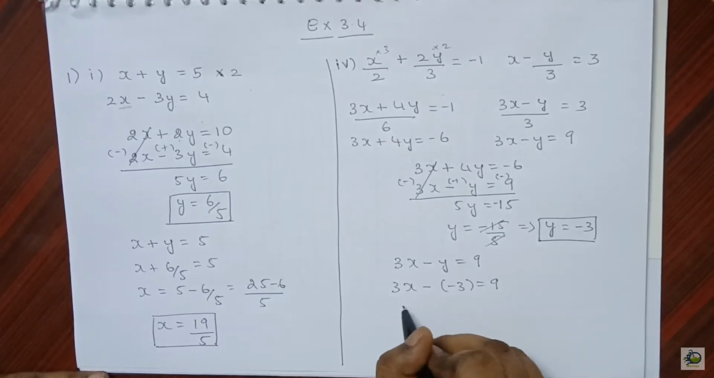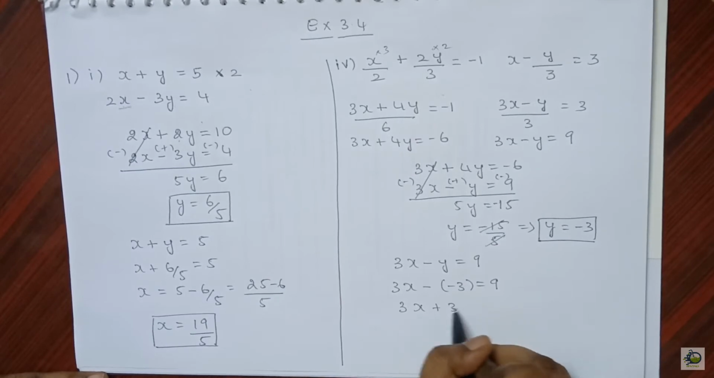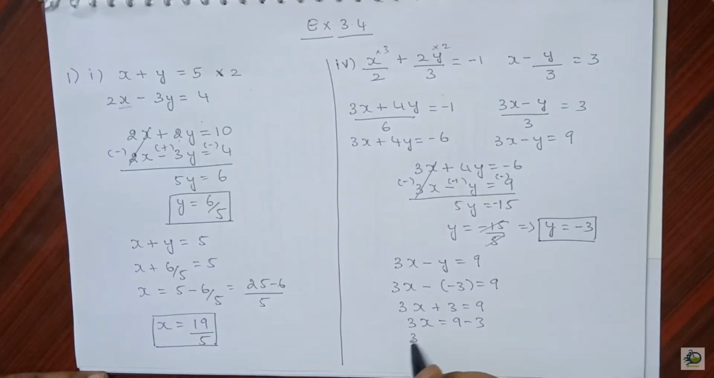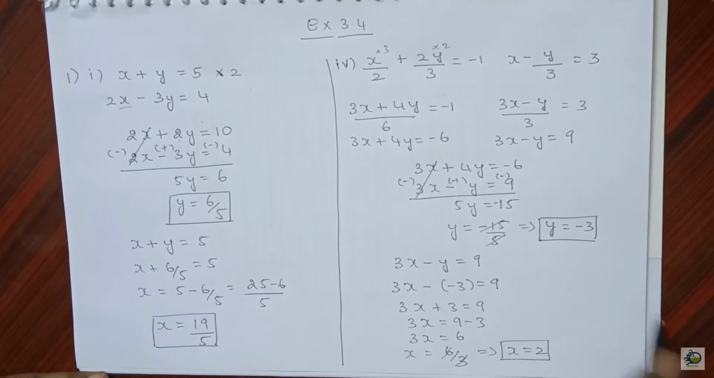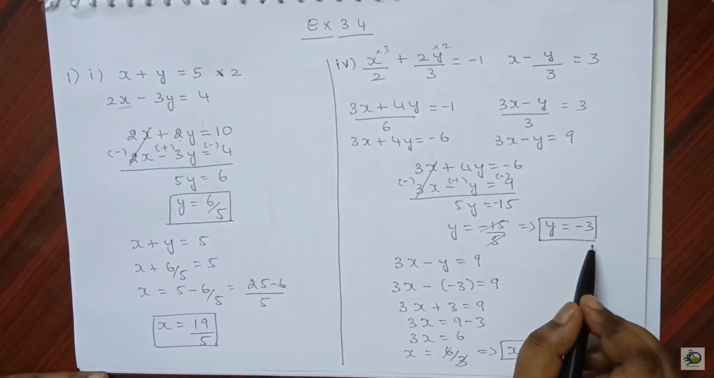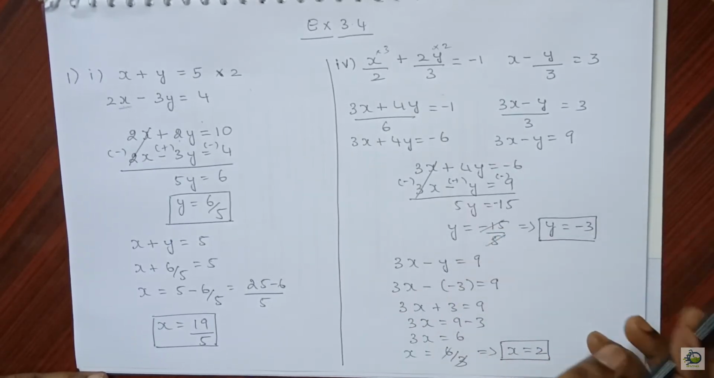So minus into minus is plus, so 3x plus 3 is equal to 9. When I bring this 3 that side, it becomes 9 minus 3, which is 6. So 3x is equal to 6. So x is equal to 6 by 3. When I cancel these both, I am getting x is equal to 2. So x is equal to 2 and y is equal to minus 3 are the solutions for this equation.